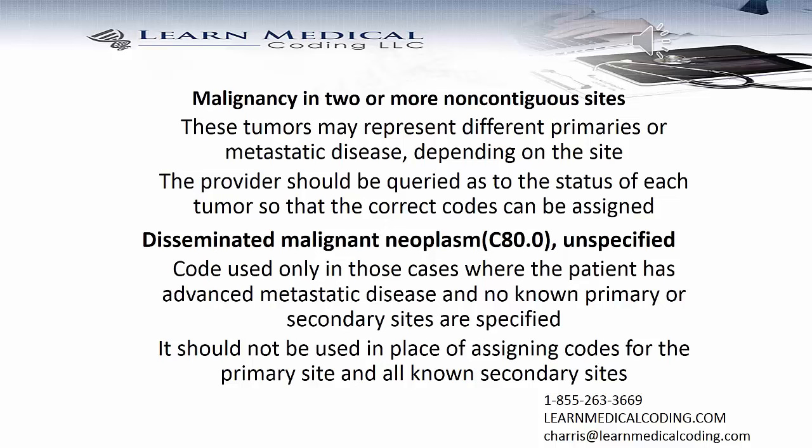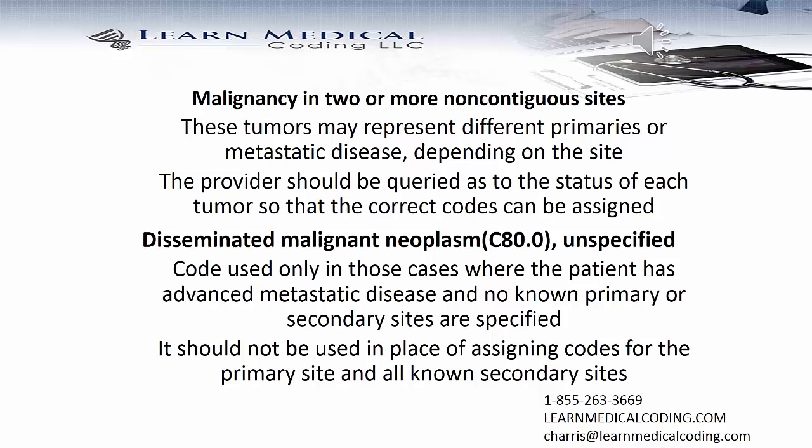Malignancy in two or more non-contiguous sites. These tumors may represent different primaries or metastatic disease depending on the site. The provider should be queried as to the status of each tumor so that the correct codes can be assigned. And what that means is, if a patient comes in and they have cancer of the pancreas, the cancer could be located in the body and in the tail of the pancreas. You would need to code for each one. Even though it's the same organ, you need to code for each location of the cancer.